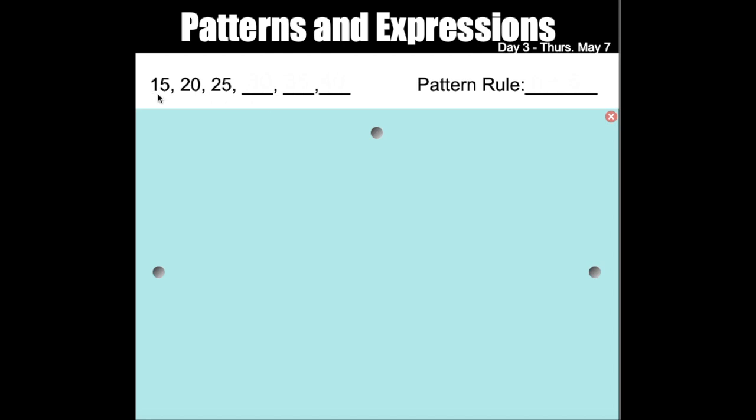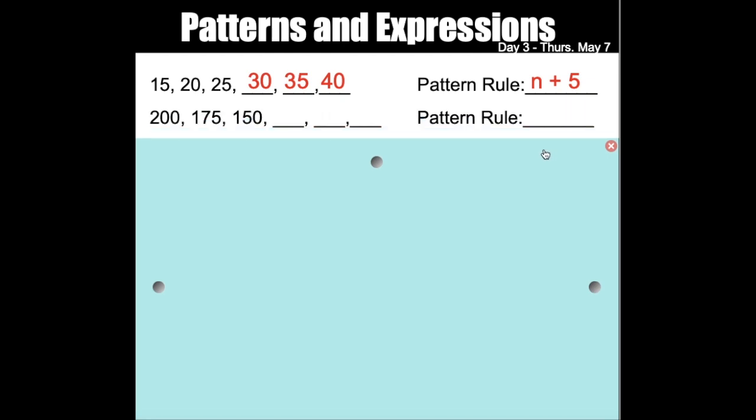So if I'm going 15, 20, 25, it looks like it is an increasing pattern by 5, so the next numbers would be 30, 35, 40. I would write this pattern rule as n plus 5. The n, the variable, represents whatever number I start at in the pattern, and the rule is that I will always add 5.